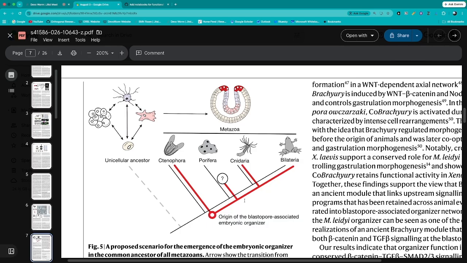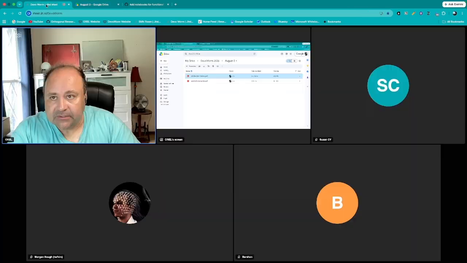And then porifera, we don't have any data, but we suspect, because ctenophores are involved in these organizer experiments, that the origin of the blastopore associated embryonic organizer lies at the common ancestor of all four of these groups. So this is the support for the statement where they say that the common ancestry of this organizer lies right at the evolution of multicellularity. Okay, I think that's enough for that paper. I think we get the idea.